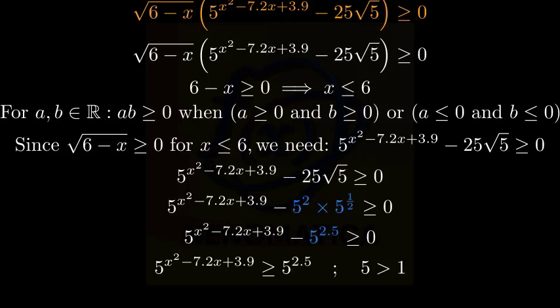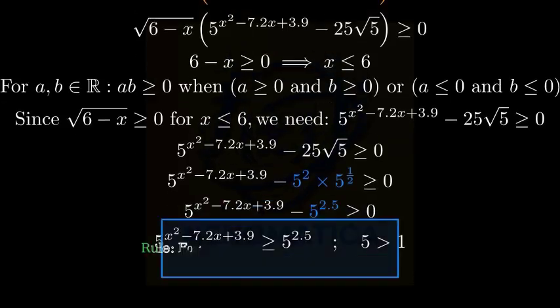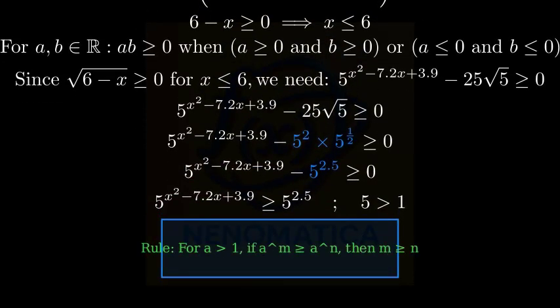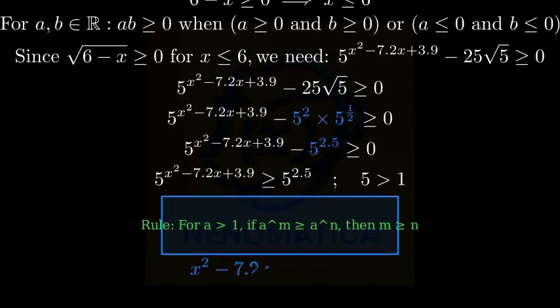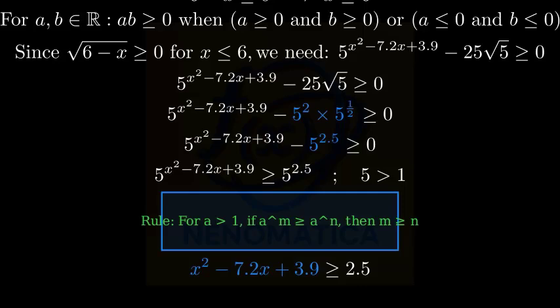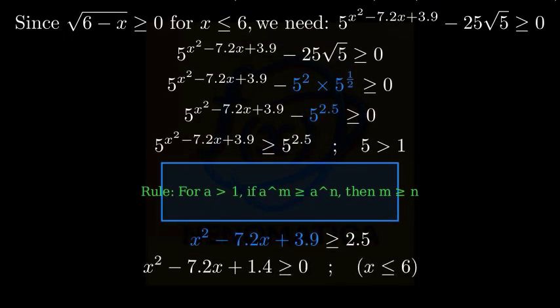Since the base 5 is greater than 1, an important property of exponential functions tells us that the inequality for the exponents maintains the same direction. This means we can extract the exponents and say x squared minus 7.2x plus 3.9 is greater than or equal to 2.5. Subtracting 2.5 from both sides, we get the quadratic inequality x squared minus 7.2x plus 1.4 is greater than or equal to 0, keeping in mind our domain restriction that x is less than or equal to 6.